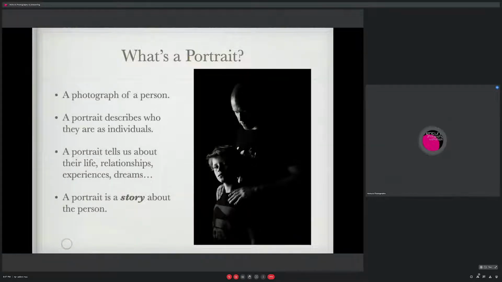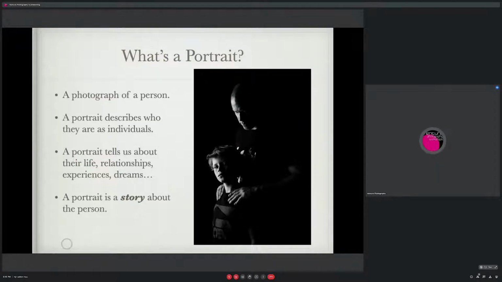I quite often get people asking me what is a portrait, and in this particular presentation, I'm just defining it as a photograph of a person because you can have a portrait of a dog, for example, or a cat, and so on and so forth.